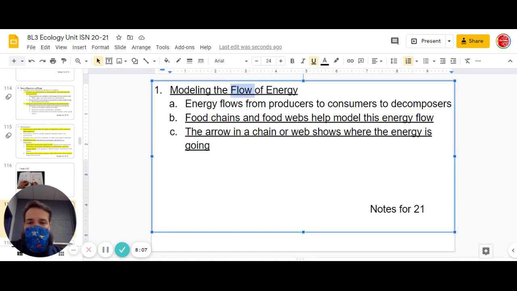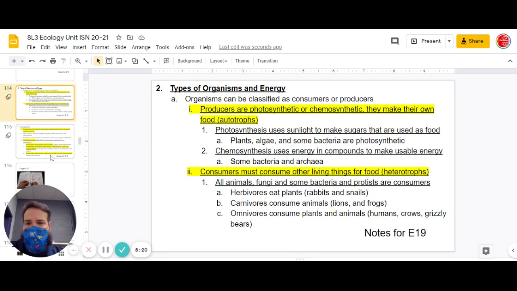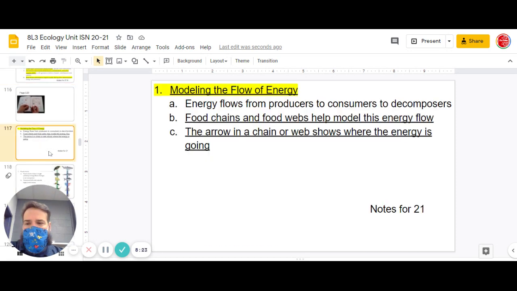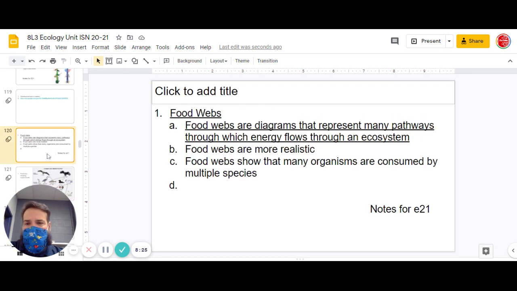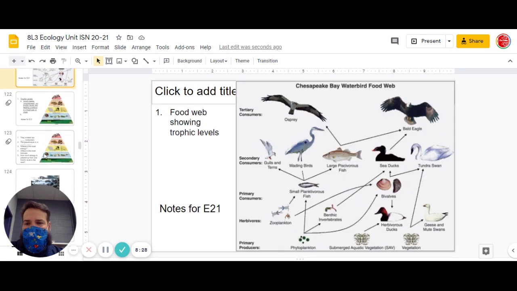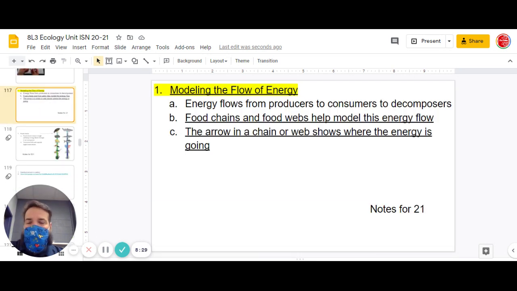All right, modeling the flow of energy. Food chains and food webs. Energy flows from the producers to consumers to decomposers. That's the general gist of things. Food chains and food webs help us model this flow.